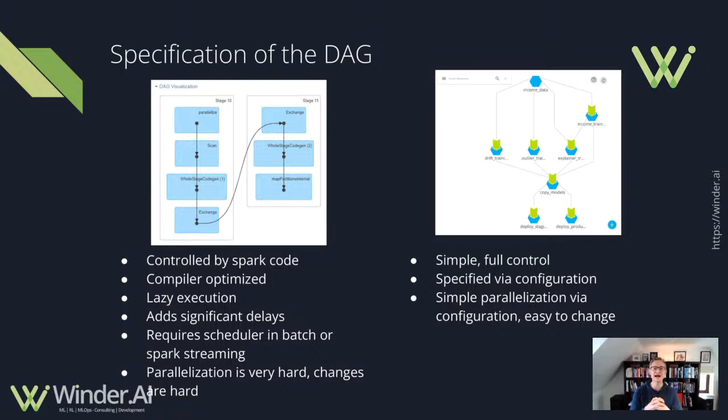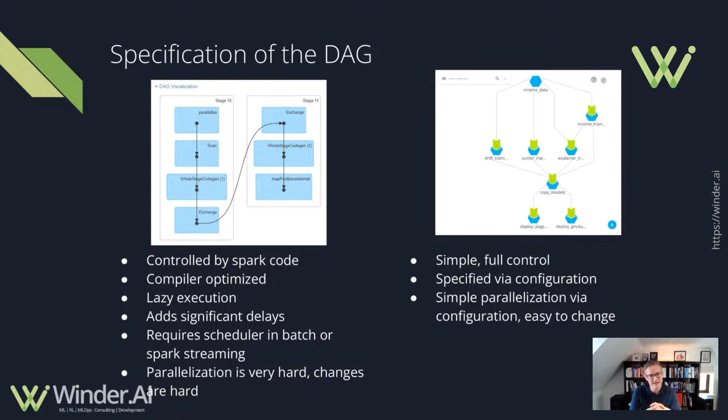In Databricks, the DAG is entirely controlled by the Spark code. And that's fine, but it adds quite a significant layer of obfuscation, because it is optimized by the compiler before it gets sent off to actually run in the cluster. So it goes through this phase of optimizing that graph before it gets submitted, and therefore it is quite hard to control the order in which that graph presents itself.